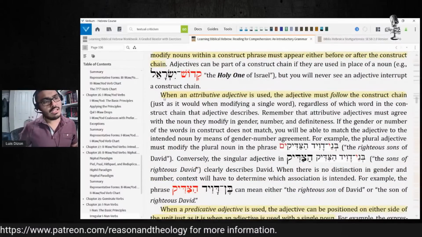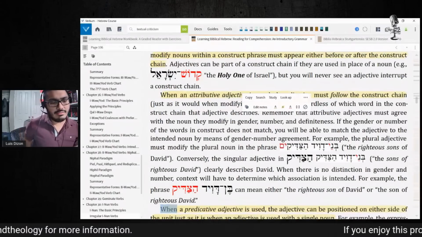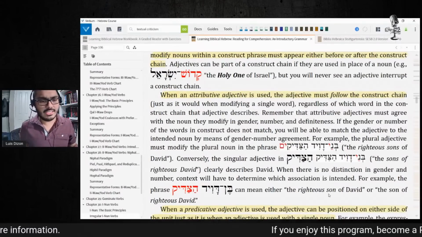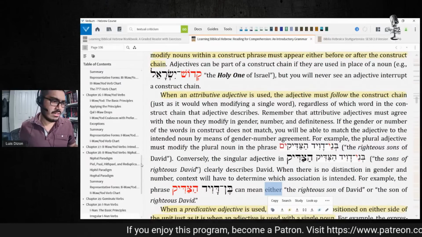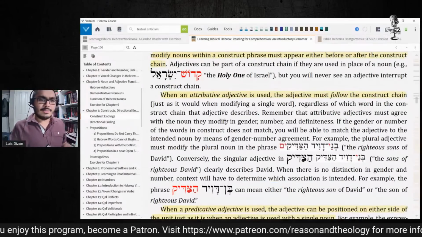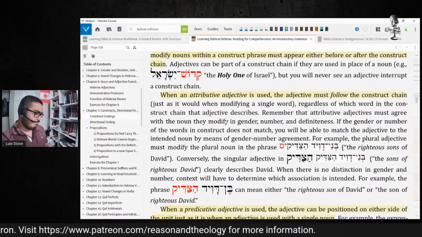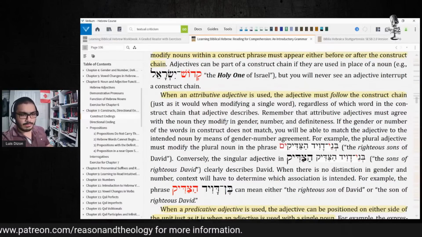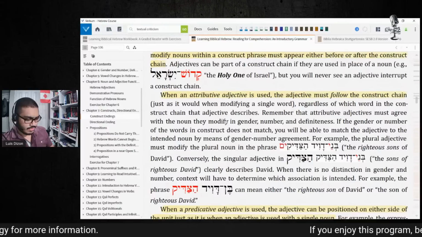Attributive adjectives and predicative adjectives have slightly different rules with regards to construct chains. If you forgot what those terms mean, once again, review chapter 6 on adjectives. An attributive adjective, the one that in English we would use right before the noun, always comes at the end of the construct chain.